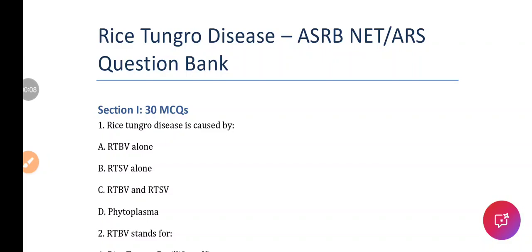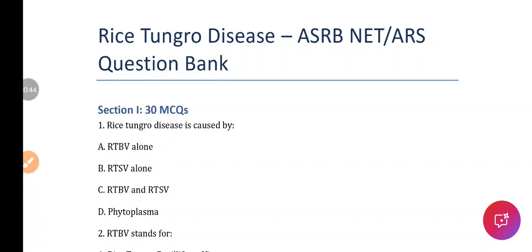We have already discussed many important diseases of rice, starting from rice blast, rice brown spot, and bacterial leaf blight of rice. Now we will discuss a major viral disease of rice, the Rice Tungro disease. In various competitive exams, you will definitely get one question from Rice Tungro. It is that important, and because of its complex nature, it is mostly asked.